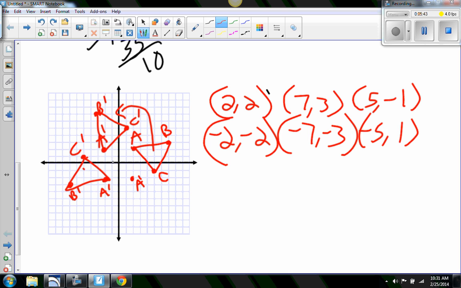So from here I go 1, 2, 3, 4, 5 and back 1. This one was 7 and 3. So 1, 2, 3, 4, 5, 6, 7, and 1, 2, 3. There's the new B. So there it went another. Here's the original triangle, this one. This is a 90 degree. This would be 180. This would be 270. And if I did it one more time, I'd end up right back on top of this one. That would be a 360 degree rotation.